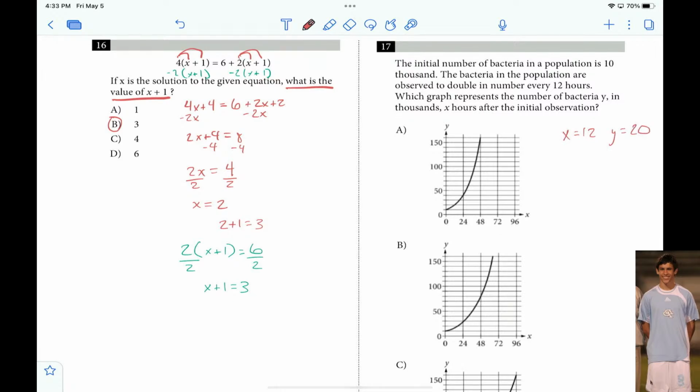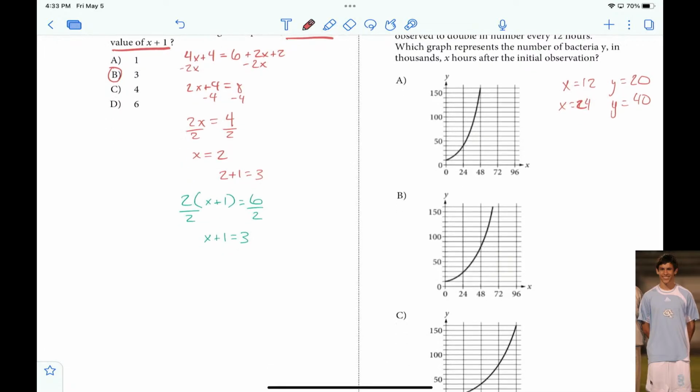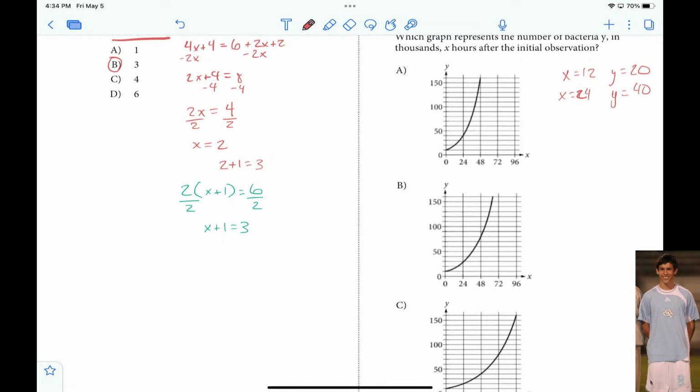So 20,000. When x is equal to 24, that's another 12 hours. I would multiply by 2 again. So that means y is now 40. And so on and so forth. If I need to, I'll do more points. So again, I'm basically just picking points and guessing and checking. I know that those points should work. So we'll see. The issue is 12 doesn't really show up on the graph, so it's a little bit harder to see. So we'll try the 24.